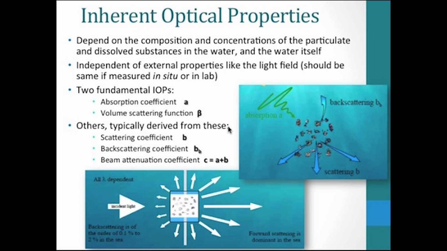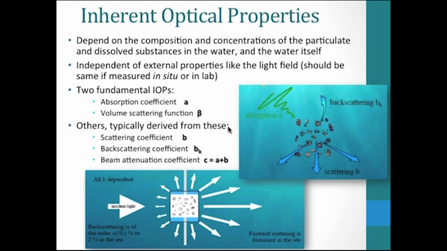There are two fundamental IOPs, the absorption coefficient A and the volume scattering function denoted by beta. Whereas absorption is scalar, representing simply the proportion of light at each wavelength that is absorbed, the volume scattering function describes the probability that light arriving at a certain incident angle will be bounced back at another certain angle. So it's the mathematical description of what you see in the schematic at the bottom of the slide.